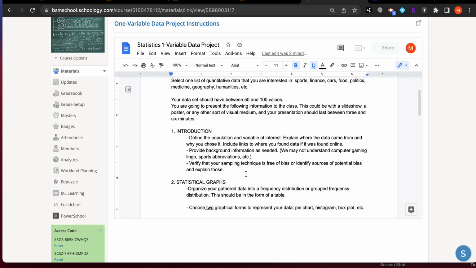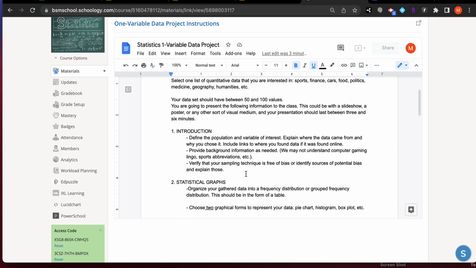First of all, in the introduction, you need to define what you're talking about, explain where it came from, and why you chose it. Please include all links to the data. So if you're doing sports data, give me the link to where you found that information. Please give any background information because not everybody knows what certain abbreviations mean. Like if you're playing a video game and somebody says KD, not everybody knows what that means. Or if you're talking about baseball, RBIs. So help us out as the audience with what you're doing.